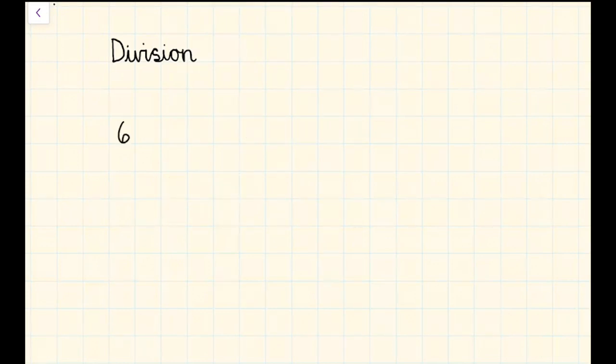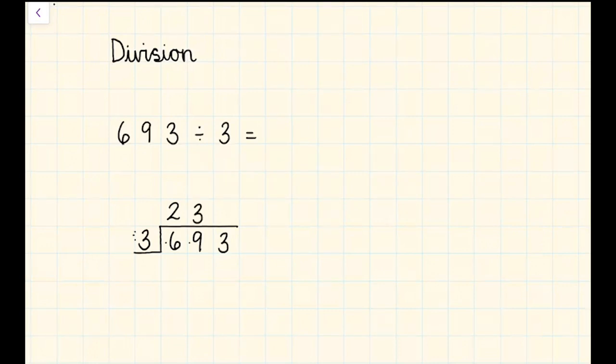Let's have a look at another example. This time we're looking at 693 divided by 3. Remember, 693 is our dividend and 3 is our divisor. So we draw our bus stop, we put the dividend underneath and we put the divisor on the outside. Again, we're working from left to right, asking ourselves how many times does the divisor fit into each of the digits of our dividend. So 3 goes into 6 twice, so we write 2 above the 6. 3 goes into 9 3 times, so we write that, and then 3 goes into 3 once. So 693 divided by 3 is 231.